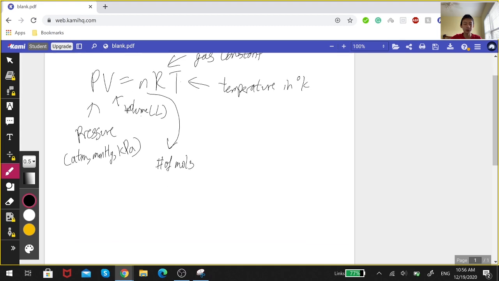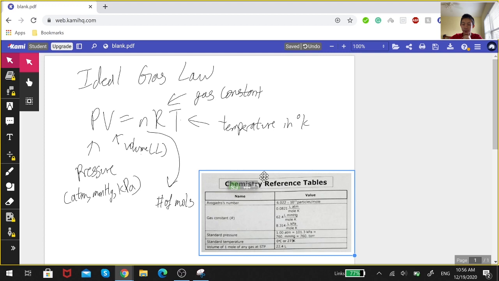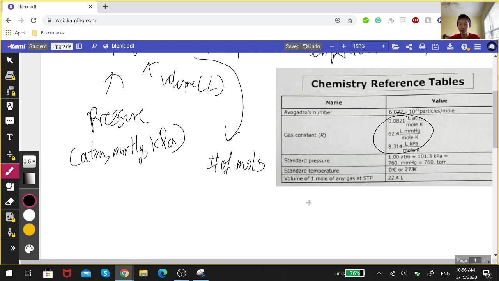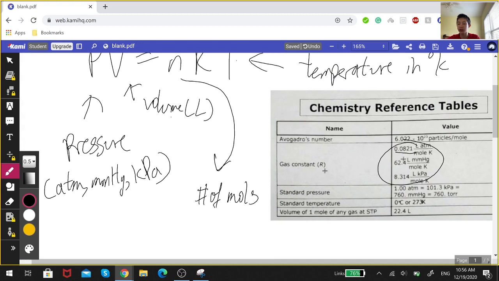And what is R? R is this. So gas constant R is one of these three numbers. Now it will be dependent on what the pressure is. If you're dealing with atmospheres, you're going to use 0.0821. If you're dealing with mmHg, you're going to use 62.4, and if you're dealing with kPa, you're going to use 8.314. It's all dependent on what your pressure is.